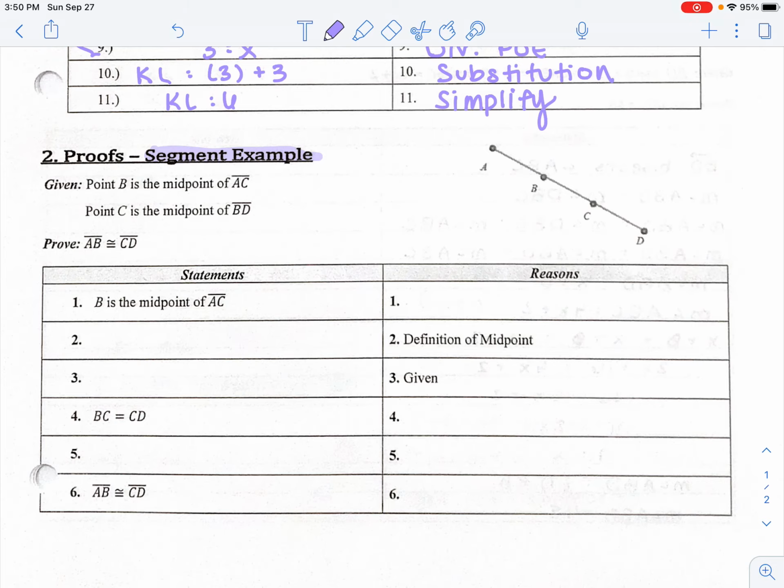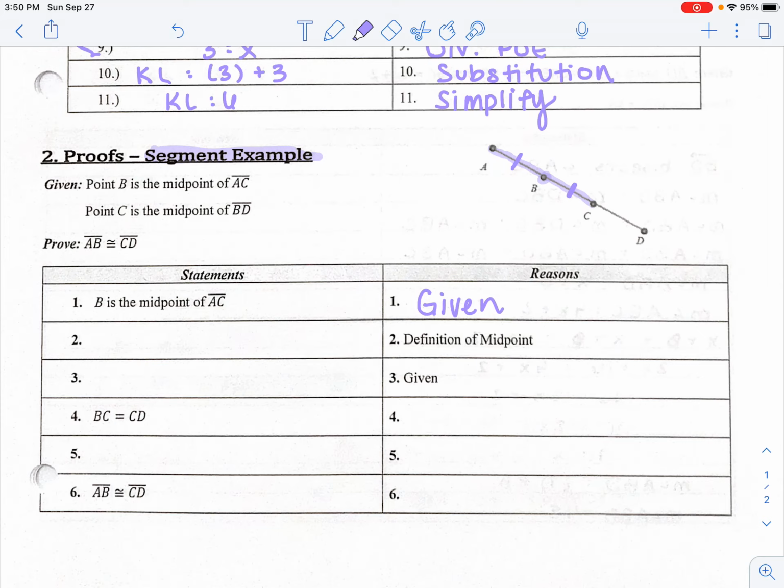All right, so starting off here, our first statement was that B is the midpoint of AC. All right, so it's telling us that B right here is the midpoint of that segment AC. If you remember, what do midpoints do? They cut the segment in half, so I know that this half is the same as that half. All right, so my first reason here is going to be given, because that was one of my given statements. In this example, we have 2 of them, so we're going to use this reason twice.